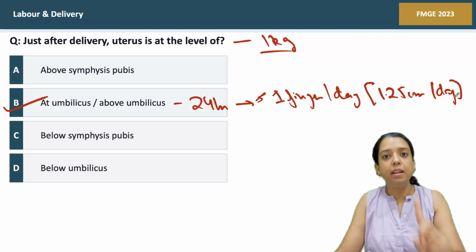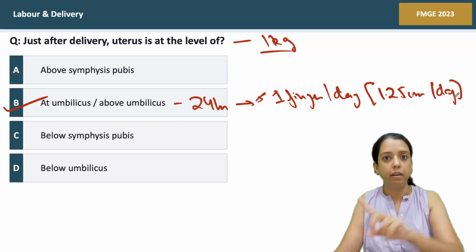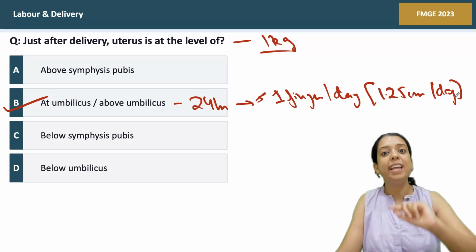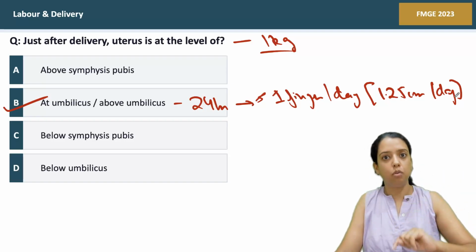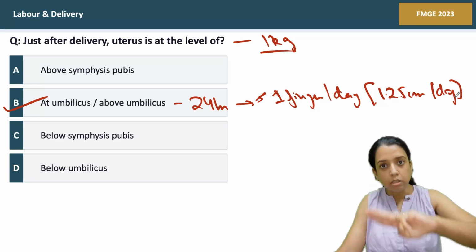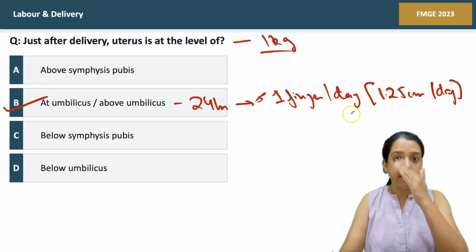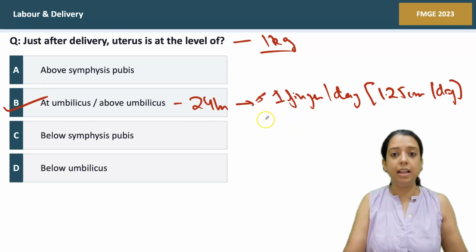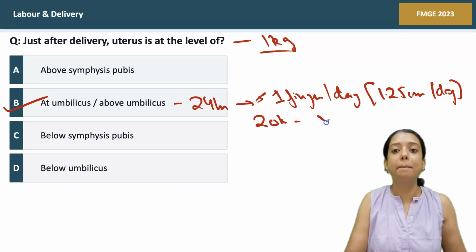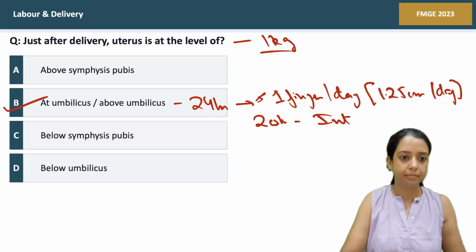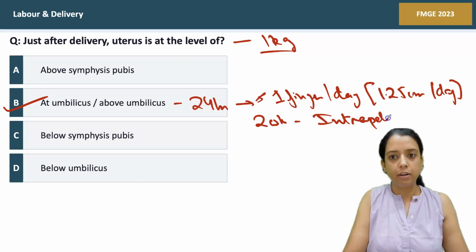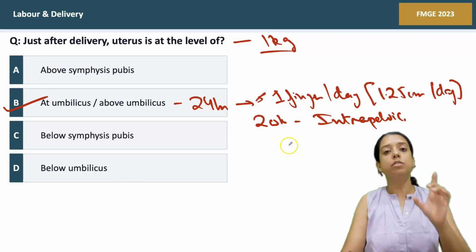So once the baby is delivered, for the whole of day 1 it is at the umbilicus. On day 2, it goes 1 finger below. On day 3, it goes 2 fingers below. On day 4, it goes 3 fingers below. Right? And it continues the same till 2 weeks. It is completely intrapelvic after 2 weeks, and it goes to its normal size.